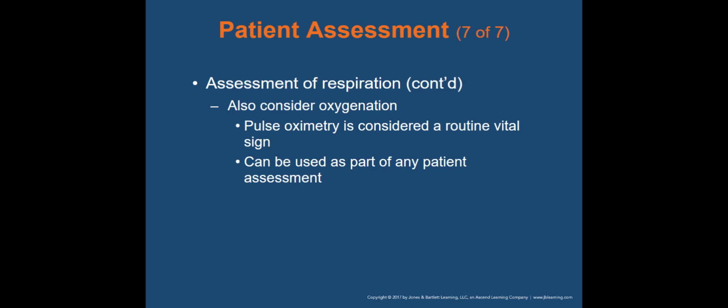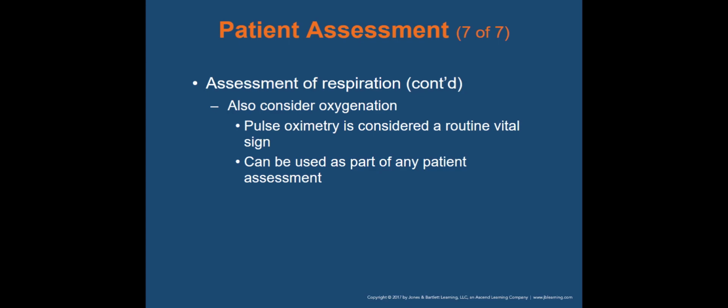Pulse oximeters can take as long as 60 seconds and have to be held still and not in sunlight in order to reflect changes in a patient's oxygenation status. Time delay is important because patients can develop respiratory insufficiency very quickly. That's why we're not relying on pulse oximetry to make the decision for immediate oxygenation in patients that are significantly compromised. It's considered a routine vital sign and can be used as part of any patient assessment.